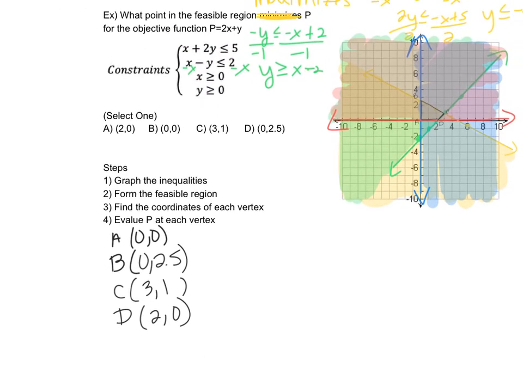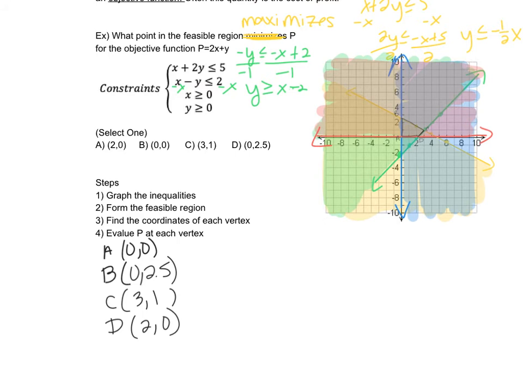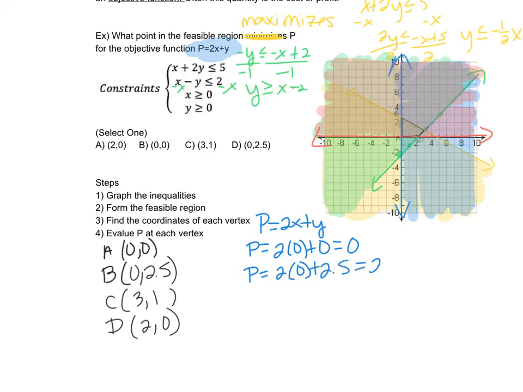Now evaluate P at each vertex. So go back up to the top, and do you see this in blue, this objective function? So you're going to plug in these coordinates for that objective function up there. Remember, it was P equals 2x plus y. So I'm going to plug in 0 for my x and 0 for my y on this one. So the P will be 2 times 0 plus 0, which gives me 0. Okay, 2 times 0 plus 2.5. So that would be 2.5.